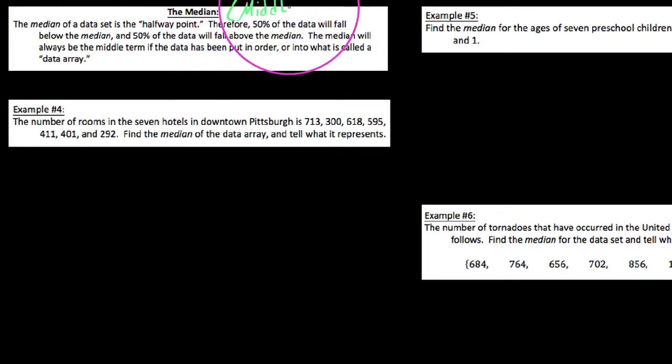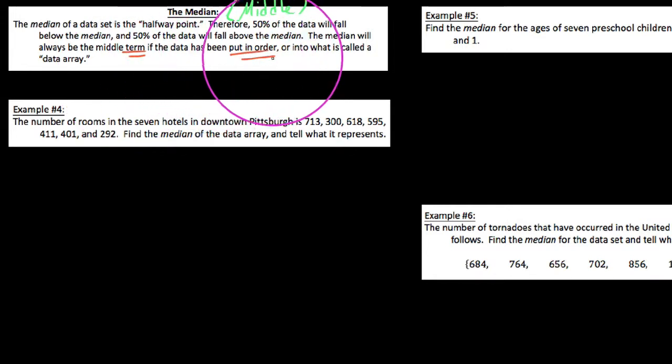So when we talk about the median of a data set, we refer to the middle of the data set. It's important to note that when you find the median, 50% of the data should fall above the median, and 50 percent should fall also below the median. So we refer to this as always the middle term. This is singular. There should be one term in the middle if the data has been put in order.